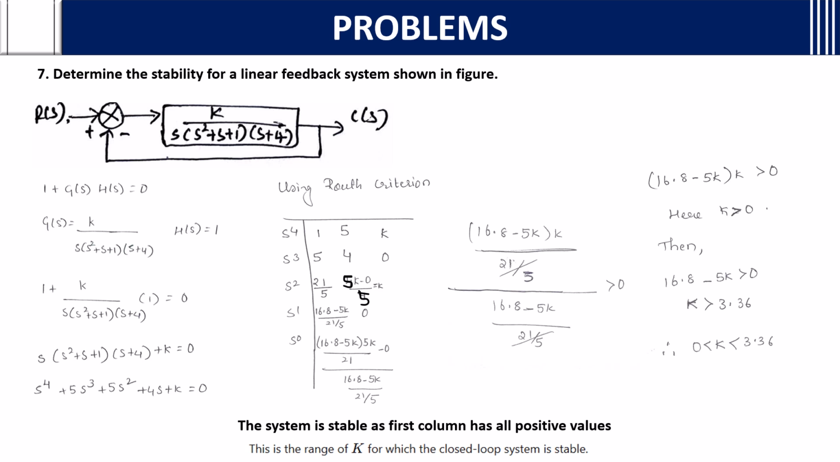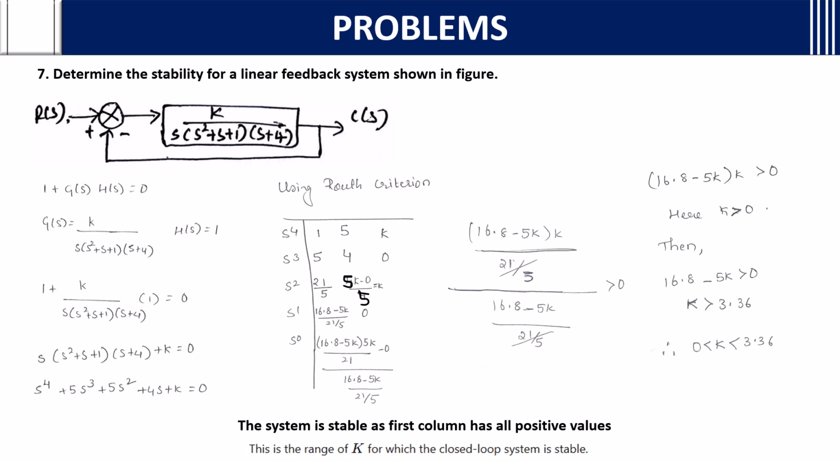Next question, determine the stability for a linear system shown in the figure. As there is an unknown value k, we need to find the range of k. So we will see how. The same type of problem I have already done in this video. This is a question paper problem, so that you will understand how to do it, and you should not feel that you don't know how to do it. So I am doing a question paper problem also.